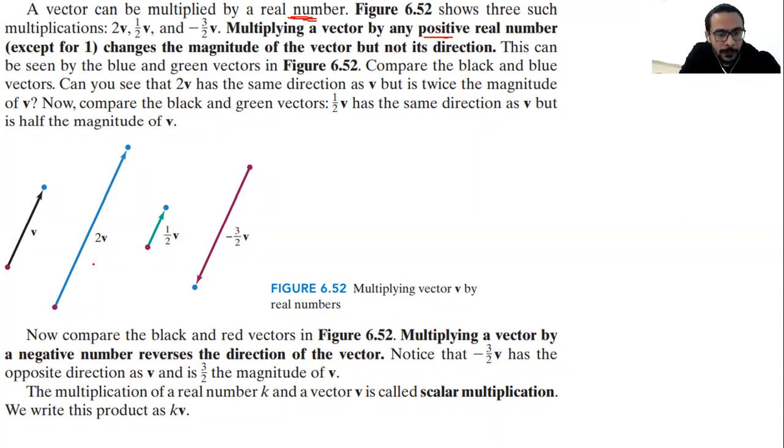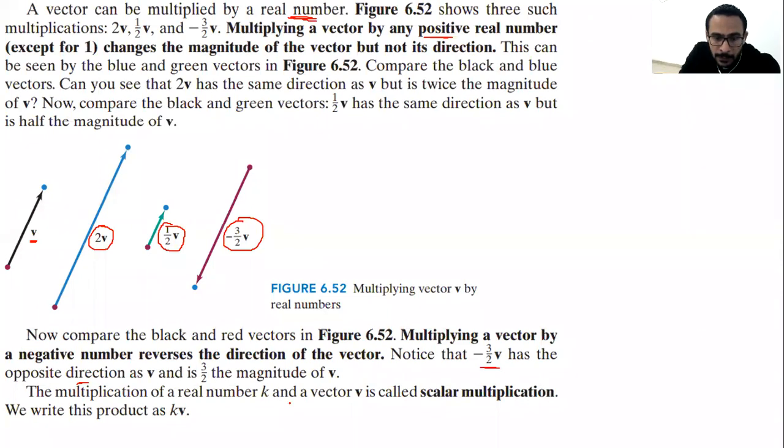2 and half, both of them are positive real numbers, so multiplying the vector v by 2 changes the length or the magnitude, and multiplying by half makes it smaller. Multiplying here by negative 3 over 2, v has the opposite direction and is 3 over 2 the magnitude of v. But here twice the magnitude of v, here half the magnitude of v. Here it changes the direction and takes 3 over 2 of the magnitude of v.